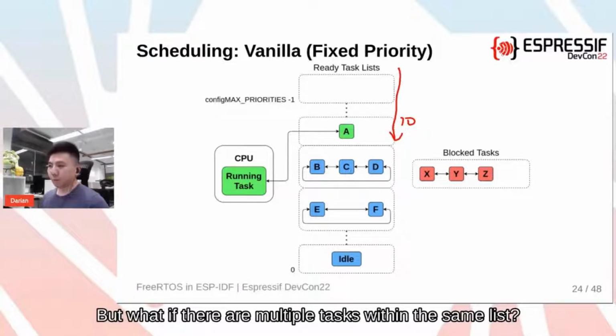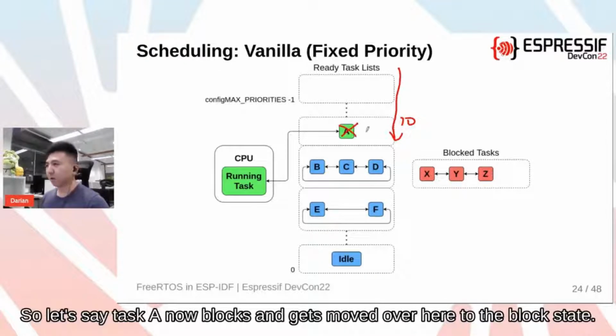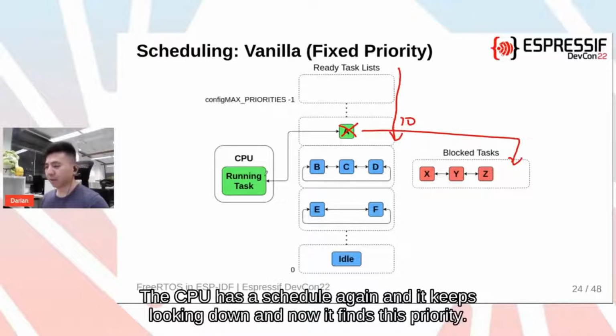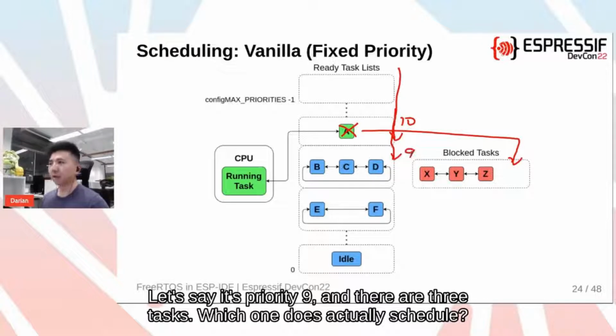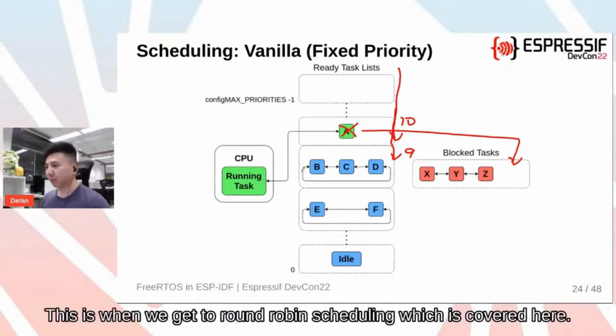But what if there are multiple tasks within the same list? Let's say task A now blocks and gets moved over here to the blocked state. So the CPU has to schedule again, and it keeps looking down, and now it finds this priority. Let's say it's priority 9, and there are 3 tasks. Which one does it actually schedule? This is when we get to round robin scheduling, which is covered here.